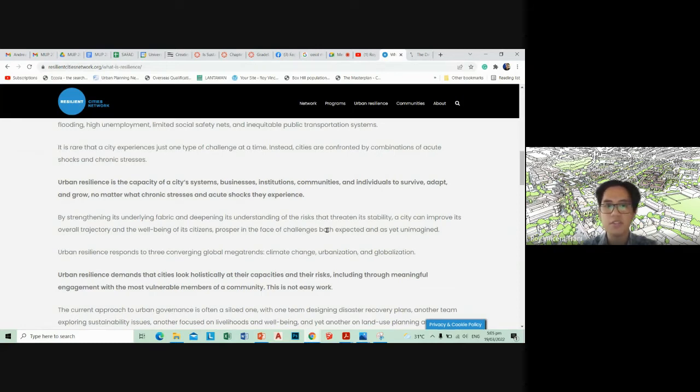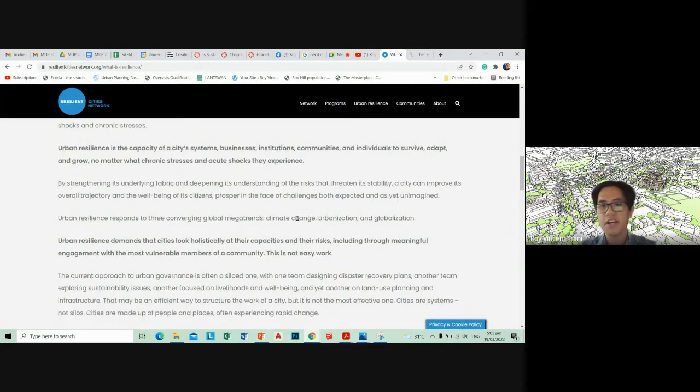Urban resilience responds to three converging global megatrends: climate change, urbanization, and globalization. Very quickly, we already know about climate change, the rising temperatures. Urbanization is the phenomenon that more and more people are moving towards cities, and more areas in different places around the world are becoming more urbanized, more built up. And globalization refers to how the world is becoming more interconnected, easier to contact people from other countries, a sort of coming together of different countries around the world.